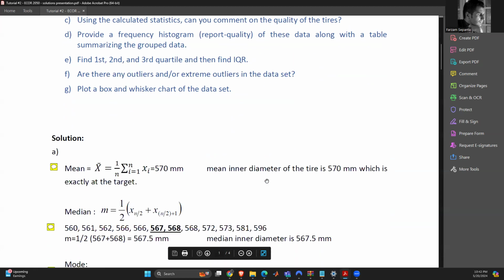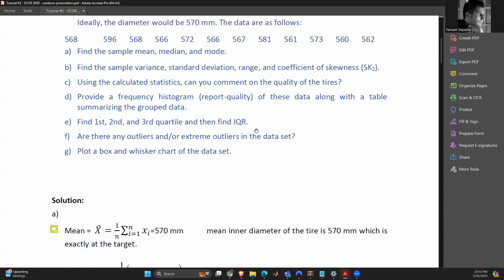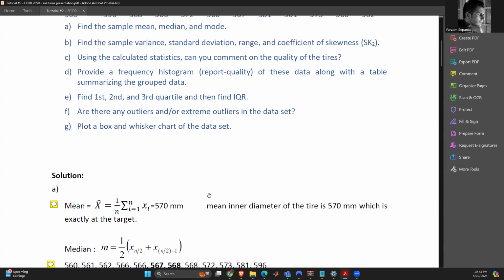To get all these going, we have multiple steps to follow. For the first one, mean is super easy. You can see the equation here. Technically, what it means is that you need to sum all the numbers that you have, and then divide it by the number of the values that you got. You do that, you will get a final value, which is 570 millimeters.